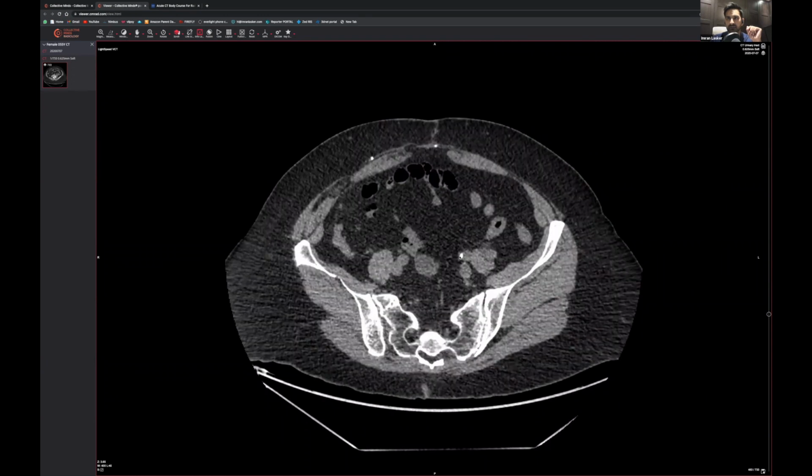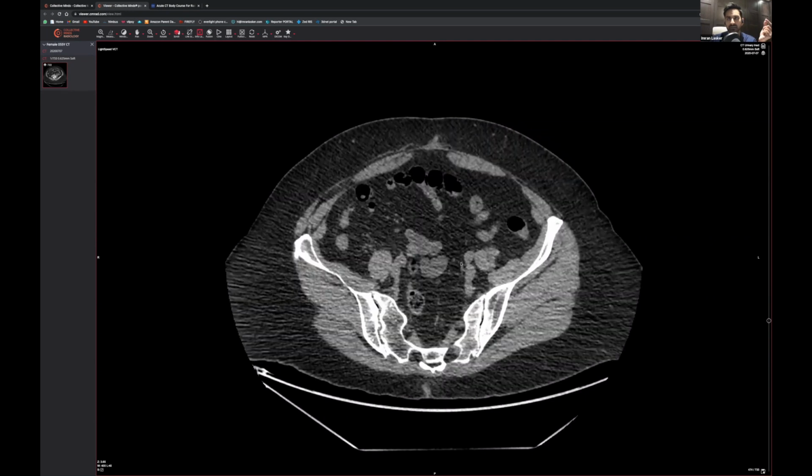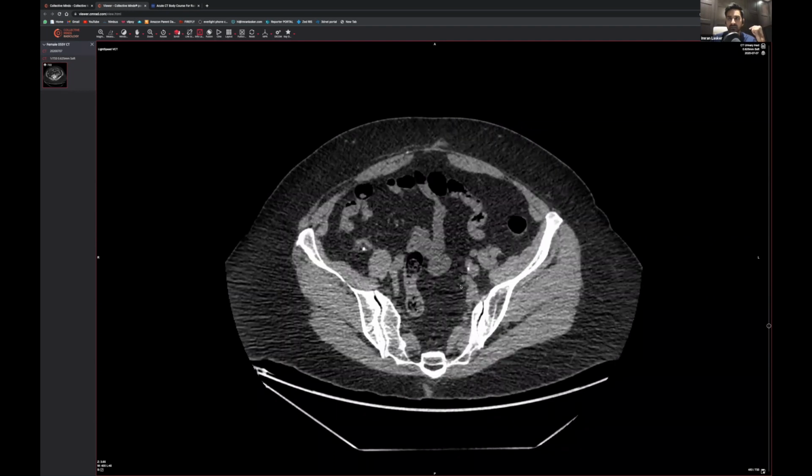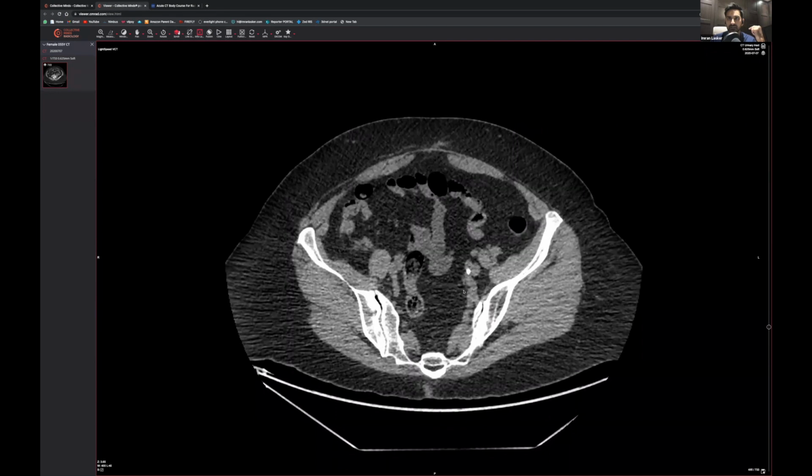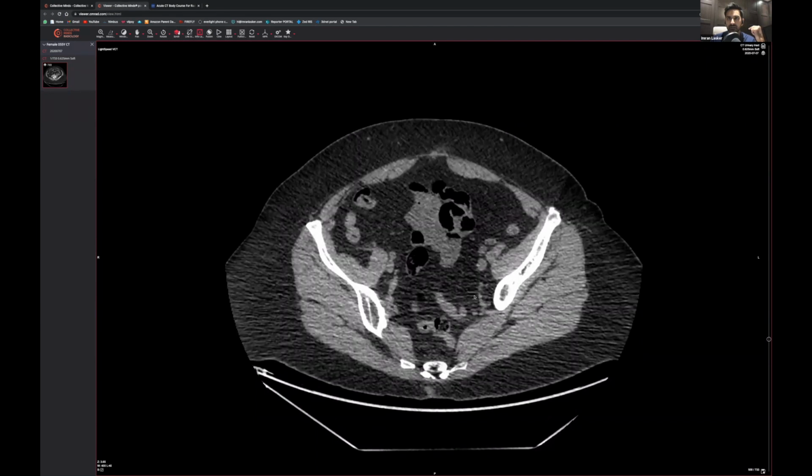Yeah, that ureter there. So you can see that calcification there. That's not going to be a calculus. That's going to be some vascular calcification. Keep coming this way. Oh, some more vascular calcification. Don't go for fool's gold.